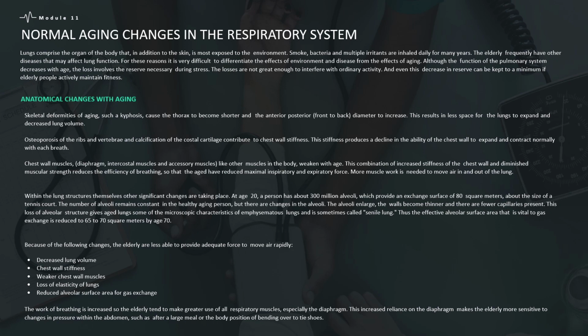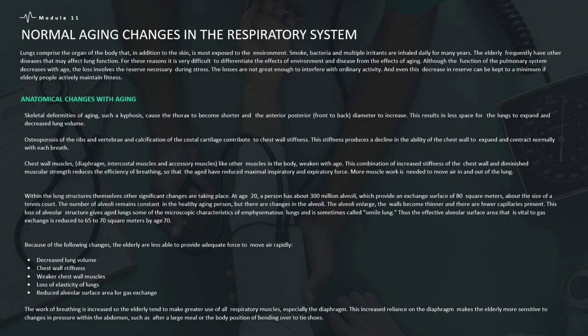The number of alveoli remains constant in the healthy aging person, but there are changes in the alveoli. The alveoli enlarge, the walls become thinner, and there are fewer capillaries present. This loss of alveolar structure gives aged lungs some microscopic characteristics of emphysematous lungs and is sometimes called senile lung. Thus, the effective alveolar surface area that is vital to gas exchange is reduced to 65 to 70 square meters by the age of 70.